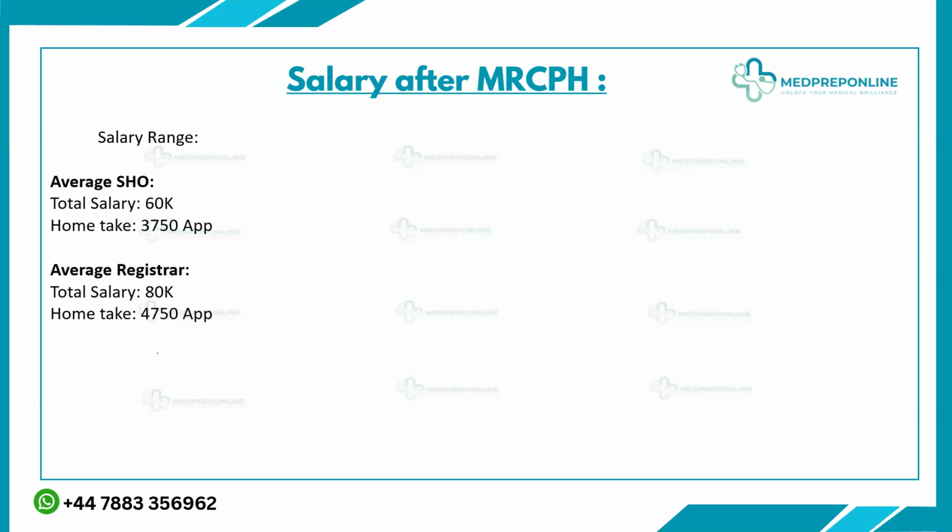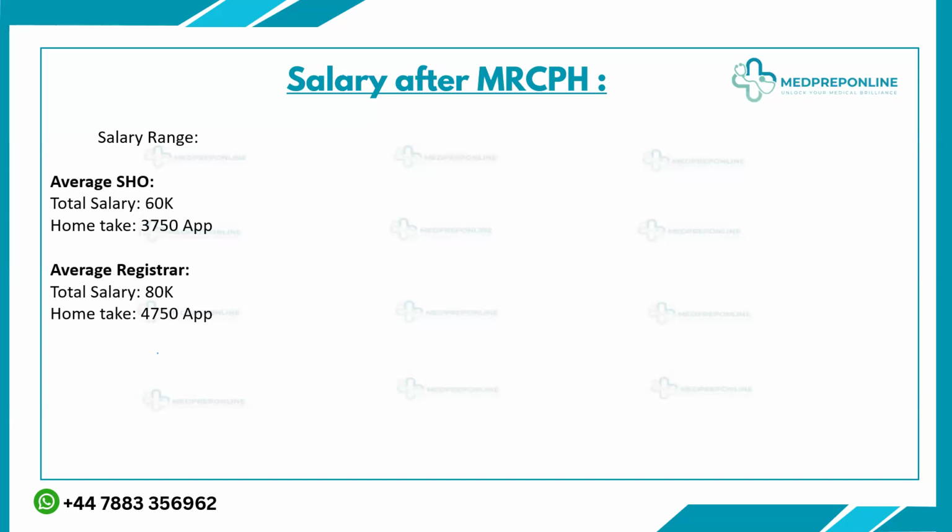of trouble. About salary range, it's something like £60,000 a year for an SHO, which is before taxes. There are a lot of taxes, which roughly work out to be £3,750 a month after tax. And for a registrar, it's something around 80,000. It might increase after the recent salary hike, if the pay scale offered by the government is accepted by the BMA.